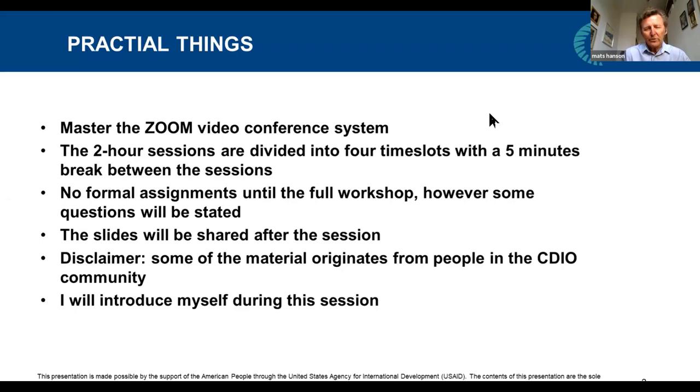I hope everyone can manage the Zoom video conference system, including myself: sharing screens, muting your microphones, and so on. I have divided this two-hour session into four time slots, and we will have a five-minute break between the sessions with a countdown. So you will see when I start again. I will start on the minute.